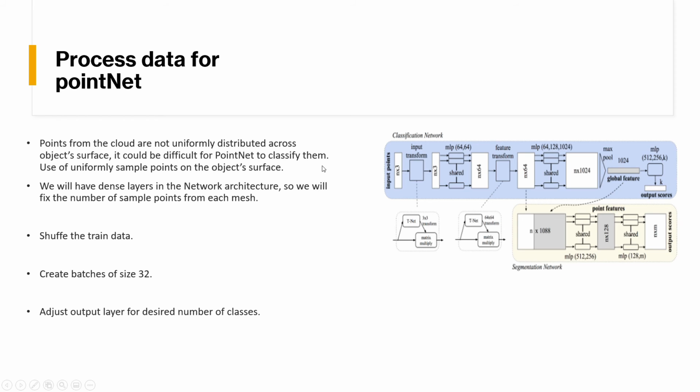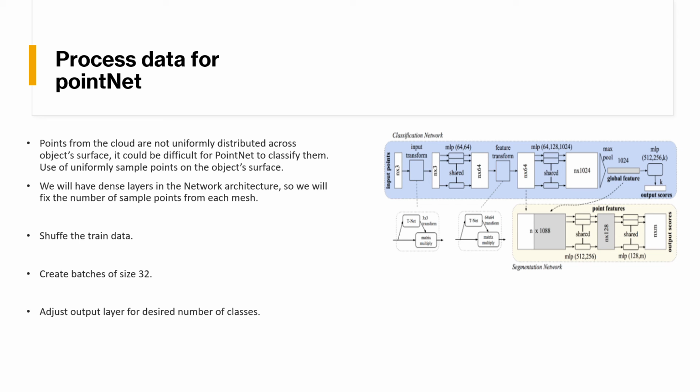So there was a need to do some processing of the data before entering into PointNet. The points from the cloud are not uniformly distributed across the surface of the 3D model, so that would make it difficult for PointNet to classify them. So a uniform sampling was used on those points. Also, since we have dense layers in the network architecture, we will need to fix the number of sample points from each mesh. I will select different numbers of sample points in the final results to see the differences in the accuracy. Also, the data needs to be shuffled.